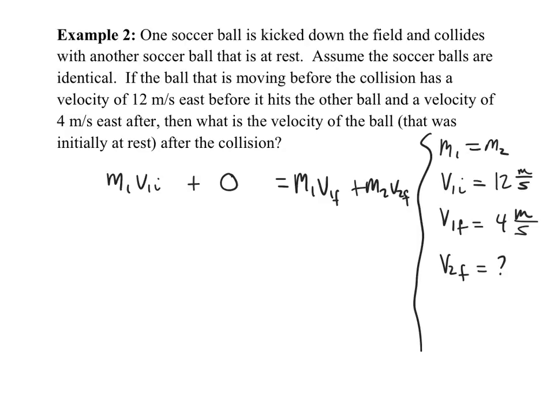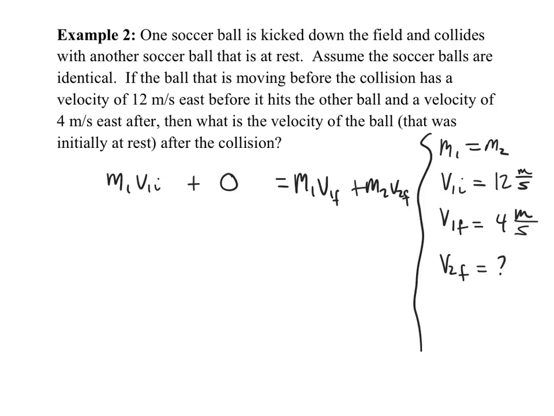Because it's at rest to start, its velocity is 0. This is going to be M2 times 0, which is just 0. If this had said it came to rest afterward, then this would have dropped off also. If the first object after the collision had stopped and transferred its momentum, we would have said that equal to 0. But it didn't. It's still moving.